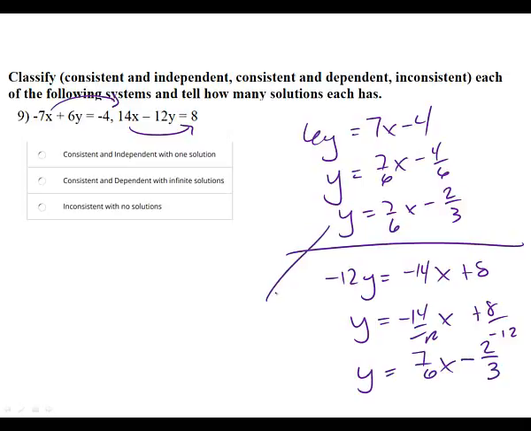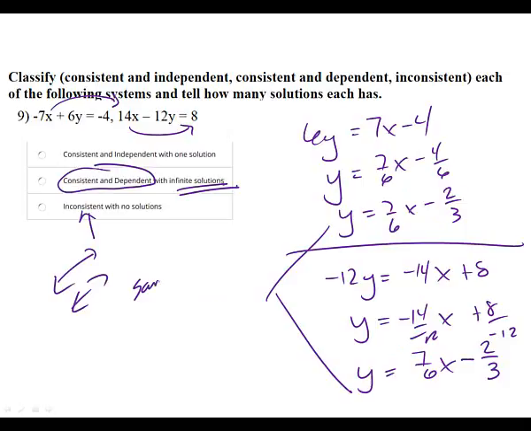What do you notice about the equations? They're exactly the same. Which one of these is this if it's exactly the same? Consistent and dependent, with infinite solutions. Because I could put anything in for x and it would always work. Inconsistent with no solutions is where you end up with parallel lines, which means they have the same slope but different y-intercepts.